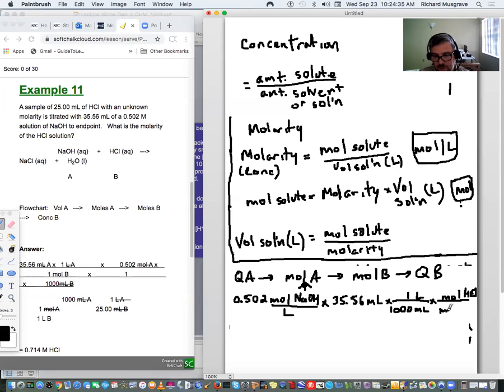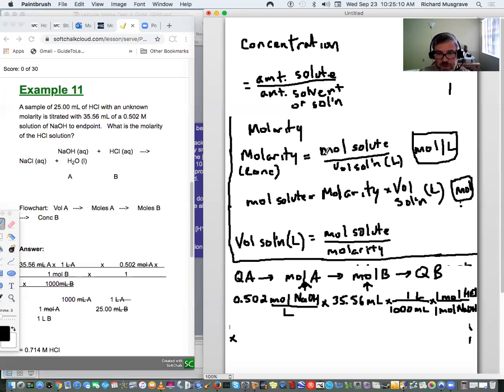And the moles of NaOH will be on the bottom. Now the mole ratio is going to be given by the actual reaction. It's going to be 1-to-1 in this case. It's not always going to be 1-to-1, but it is 1-to-1 in this case. And then that would put us at this point, moles of HCl. But what we're looking for here is a concentration.